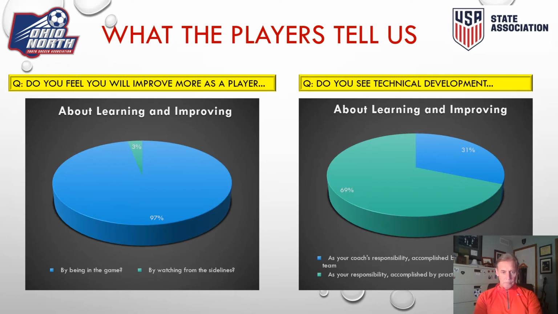The last two relate to participation on the left. They clearly want to be in the game, and the implication there for us is, can we eliminate standing in line to the degree that it's possible? Can we get them actively involved in games to the degree that's possible?